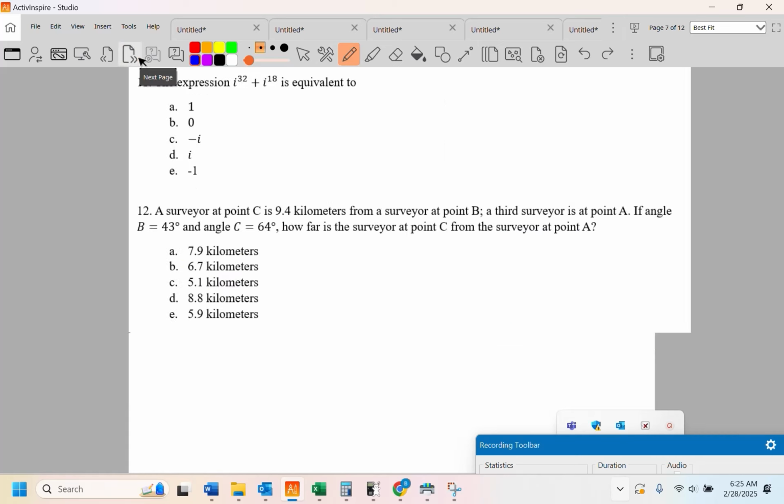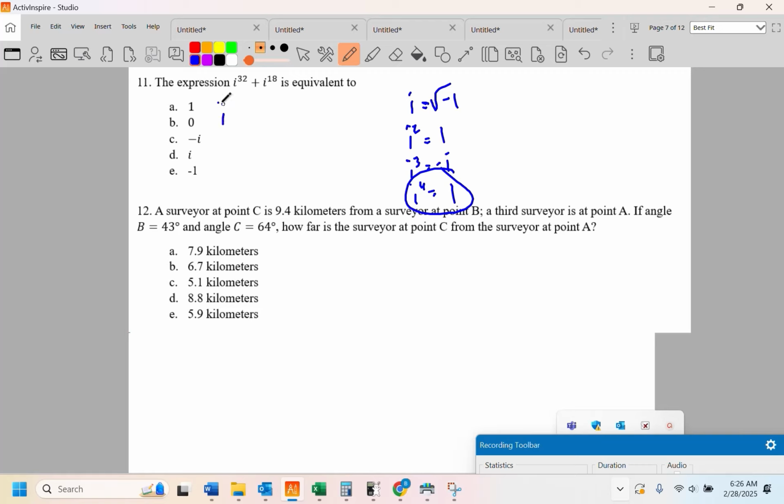Shame on them. The expression i to the 32nd plus i to the 18th is equivalent to which of the following? So let's go over your i's. We know that i is the square root of -1. We know that i squared is -1. We know that i cubed is -i. And we know that i to the 4th is 1. That's what we were supposed to memorize a long, long time ago. So focus on this.